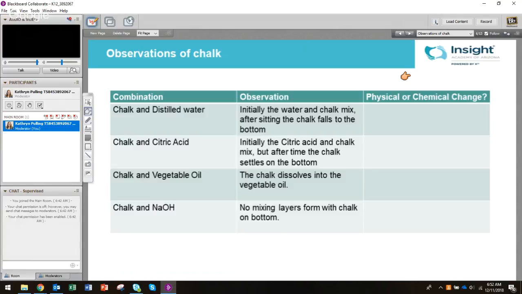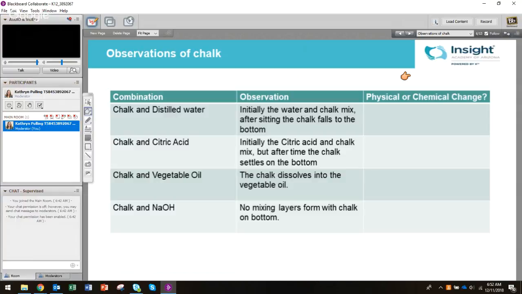So some examples, and you are more than welcome to use this for your lab, because I know some people might not have chalk at home and I don't want you to have to go out and buy chalk. But this is what I saw when I combined chalk and these liquids. All right, so chalk and distilled water. Initially they mixed together, but as time went, the chalk settled or fell to the bottom.